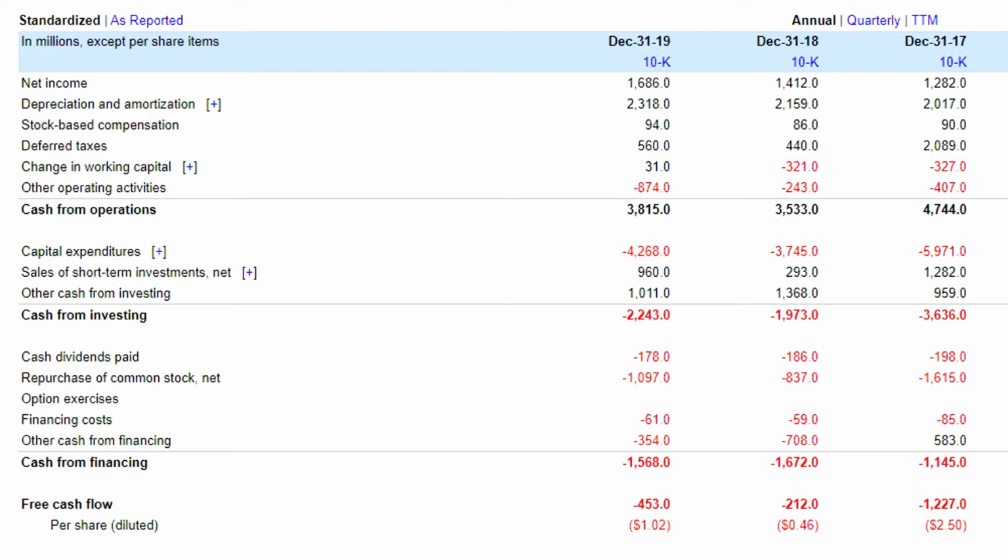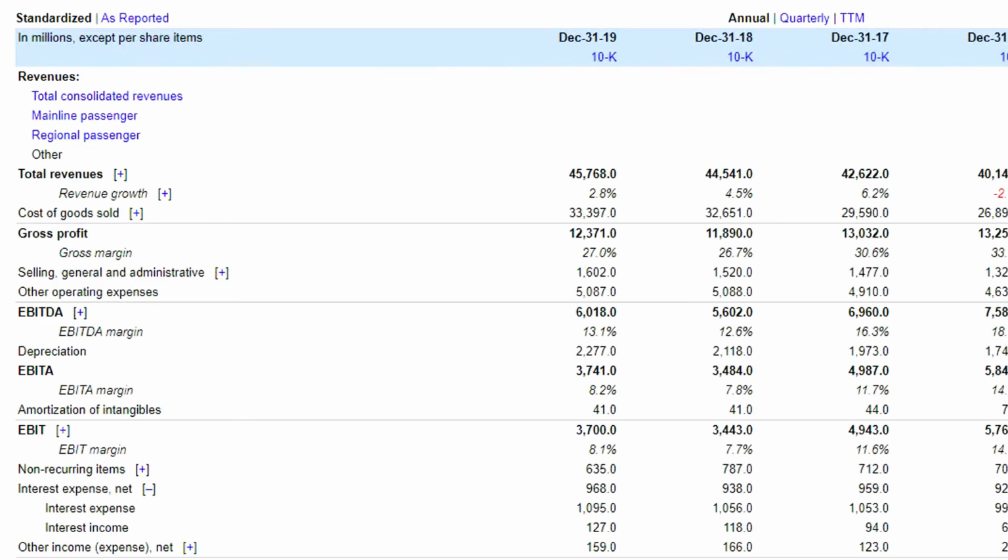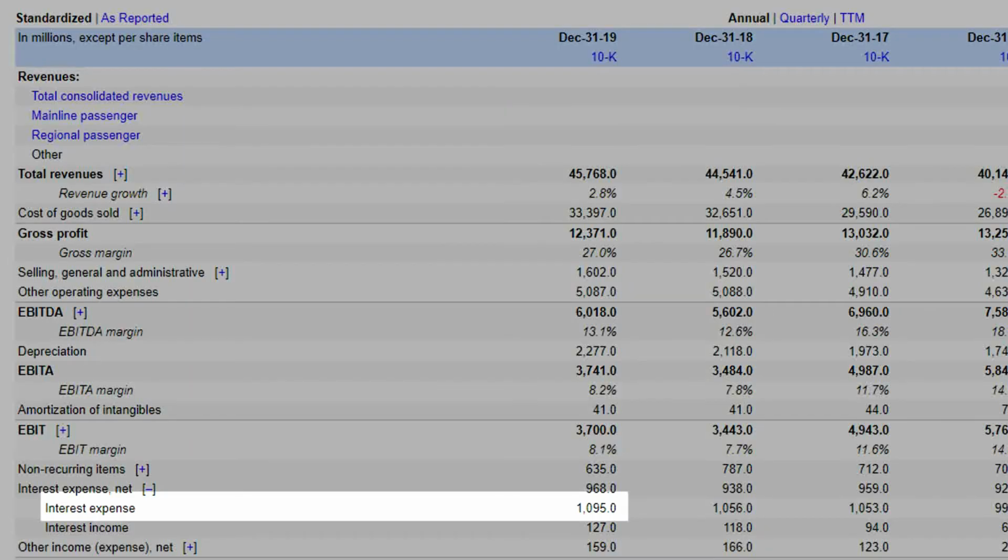So again, this is another negative check mark for the company when it comes to how they're going to be able to manage their debt. So far, we're 0 for 2 with American. So let's hop over to the income statement and let's see how much interest expense they have. In the annual income statement, we're looking at 2019 calendar year, and we see that they paid just over $1 billion in interest expense.